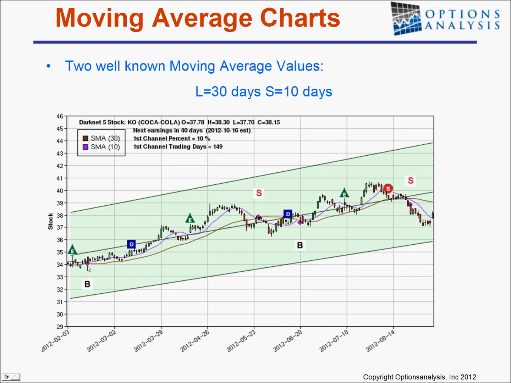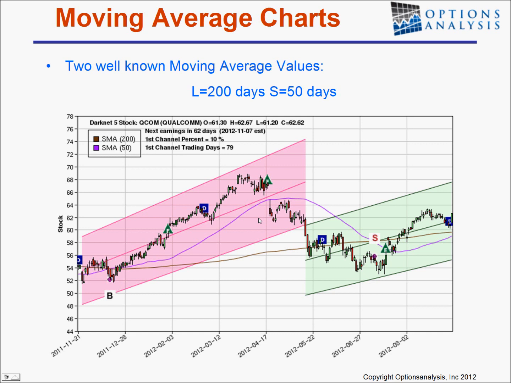In moving average trading, when the shorter moving average crosses above the longer moving average, that gives us a bullish signal, and we start trading bullish. When the short moving average crosses below the long moving average, we go bearish.